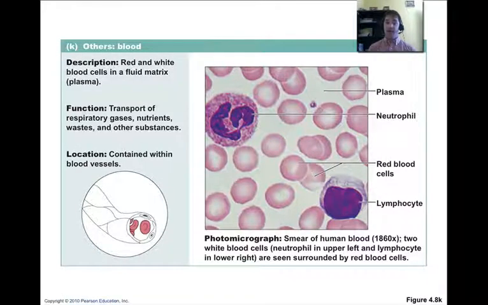And in this class we only briefly touch on blood, and then you spend a whole chapter on it in 206.